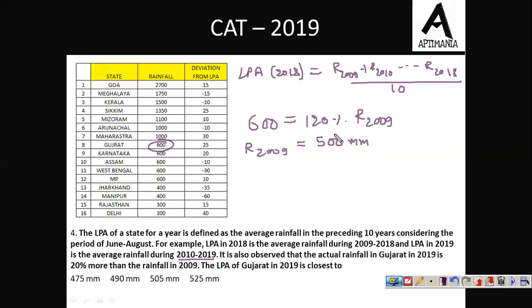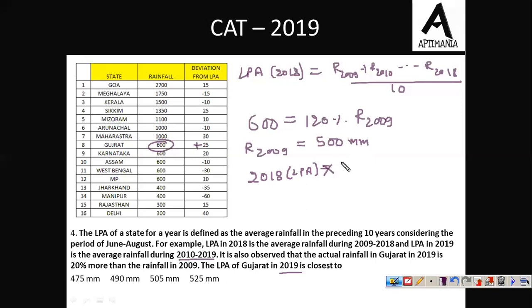Now, what we need to do is, it is also observed that the actual rainfall in Gujarat in 2000. Okay, we have already used this information. The LPA of Gujarat in 2019 is closest to. So what we need to do now is calculate the LPA in 2019. Now, first of all, this 600 is the value of rainfall in 2019. Okay? And this deviation was plus 25%. So we can say that the LPA up to 2018, 125% of it, must be 600, because the deviation is plus 25%.